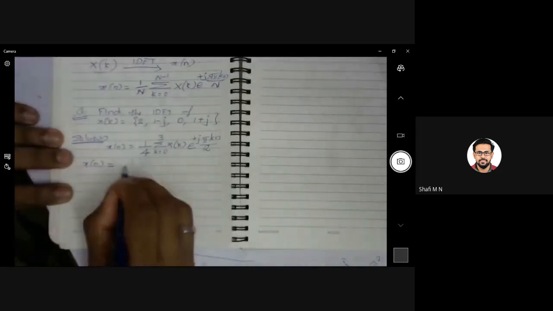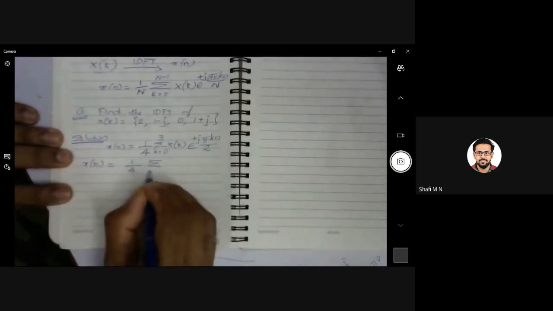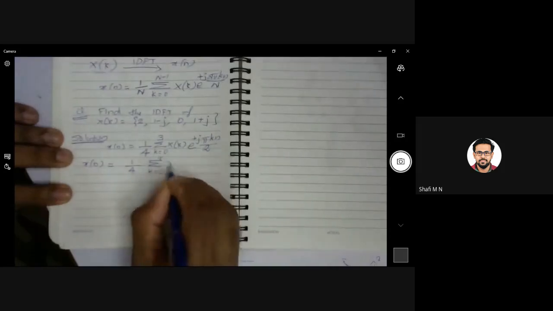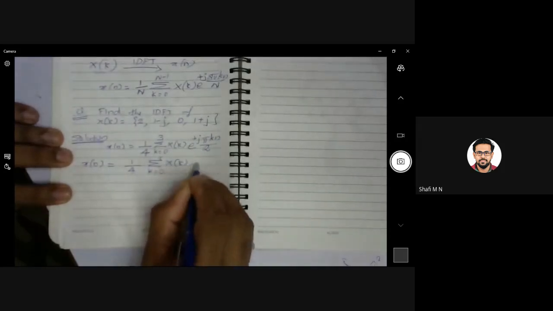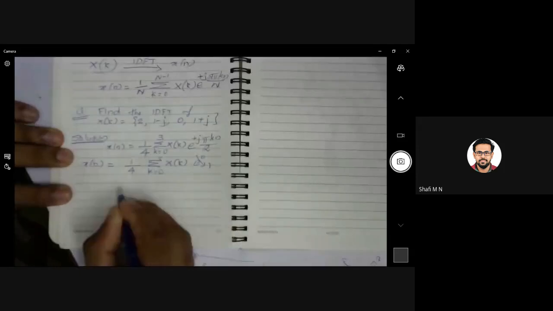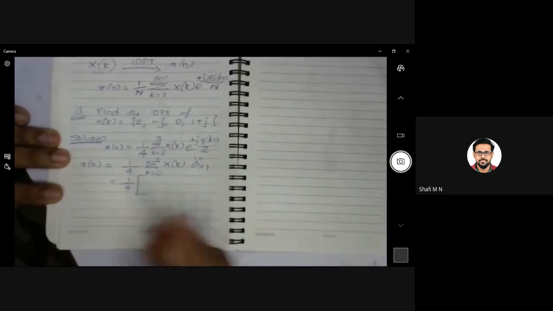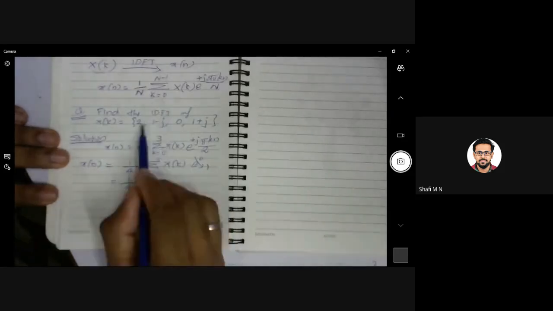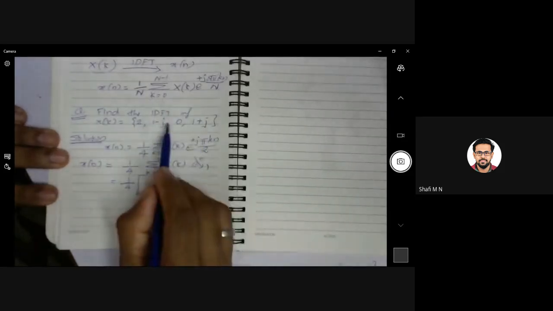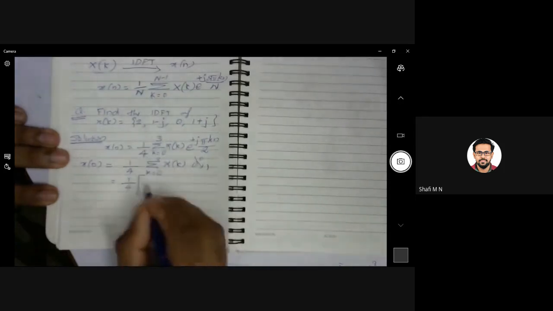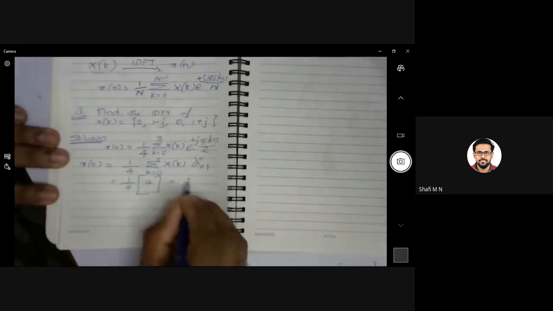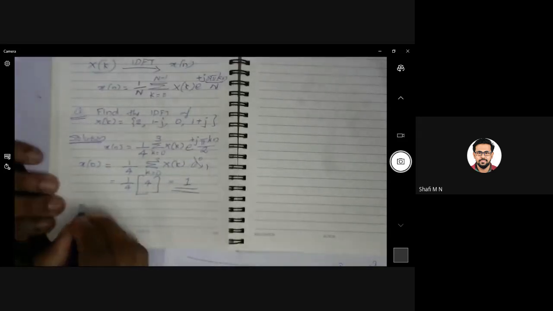Substitute n equal to 0 in the sigma, do it yourself. e raised to 0 will be 1. So 1 by 4 into the sum of all the terms, like we did over there. Add all these things, plus j, minus j will get cancelled. 1 plus 1, 2, 2 plus 2, 4. 4 divided by 4, that will be 1. First term will be 1. Similarly, you find the other terms.